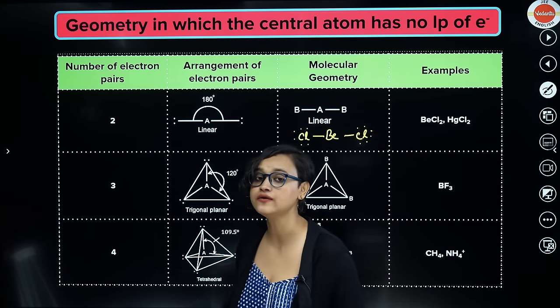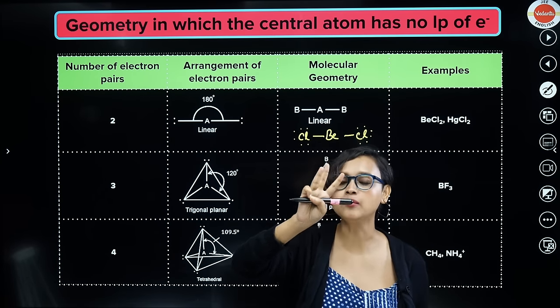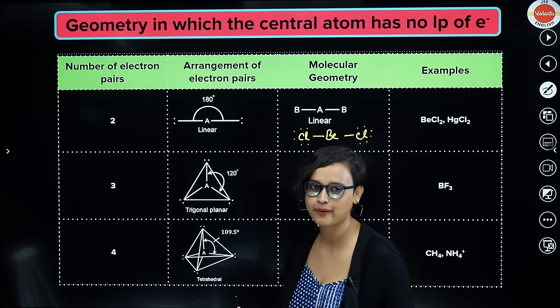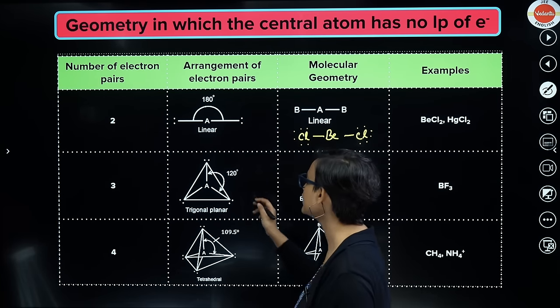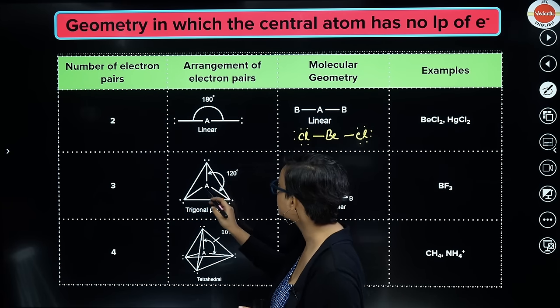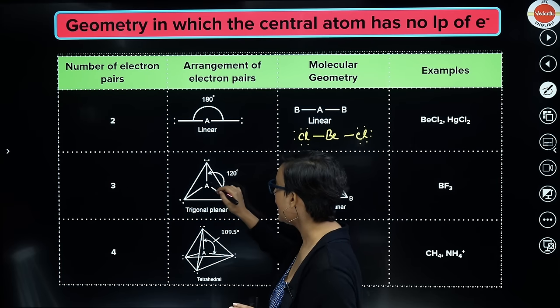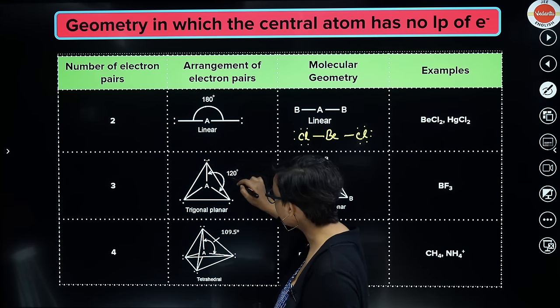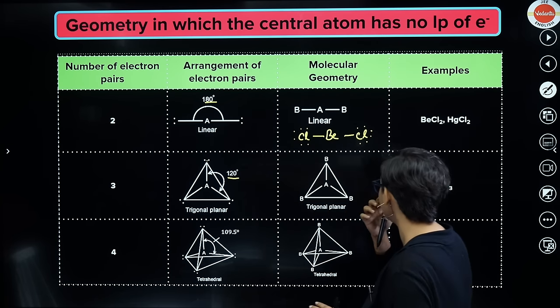Okay. Now, if the number of electron pairs is 3, then the shape is going to be trigonal planar. That means the central atom at the center, A here, and then B, B, B. And then the angle, please do learn this also, 180 degree, 120 degree, okay, learn it.